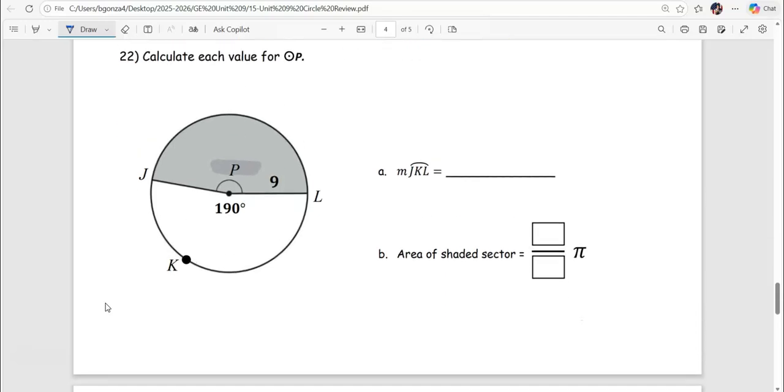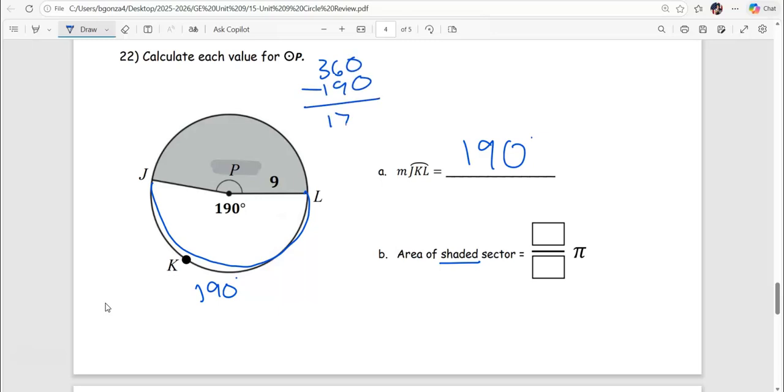All right, calculate for each value. Okay, JKL, J to the K to the L. Now look, if this reflex angle is 190, then JKL is also 190. It matches the central angle, okay? But JKL is not the shaded area. The shaded sector, to figure out this angle, I need to do 360 minus 190, and I'm going to get myself 170. So over here is 170 degrees.